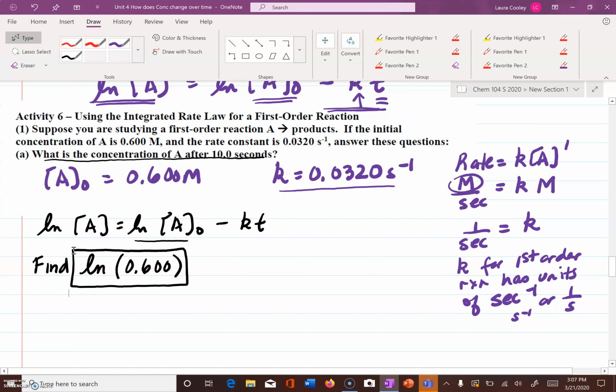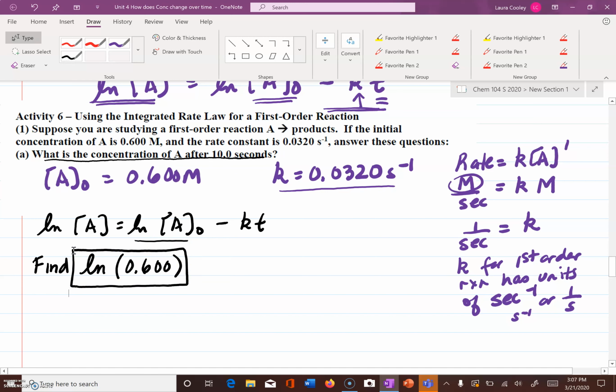Okay, so the answer, which is the concentration of A at t equals 10 seconds, is 0.436 molar. You can see that it is less than the initial. If it's not less than the initial, then you did something wrong. So you have to make sure that you know how to do that.